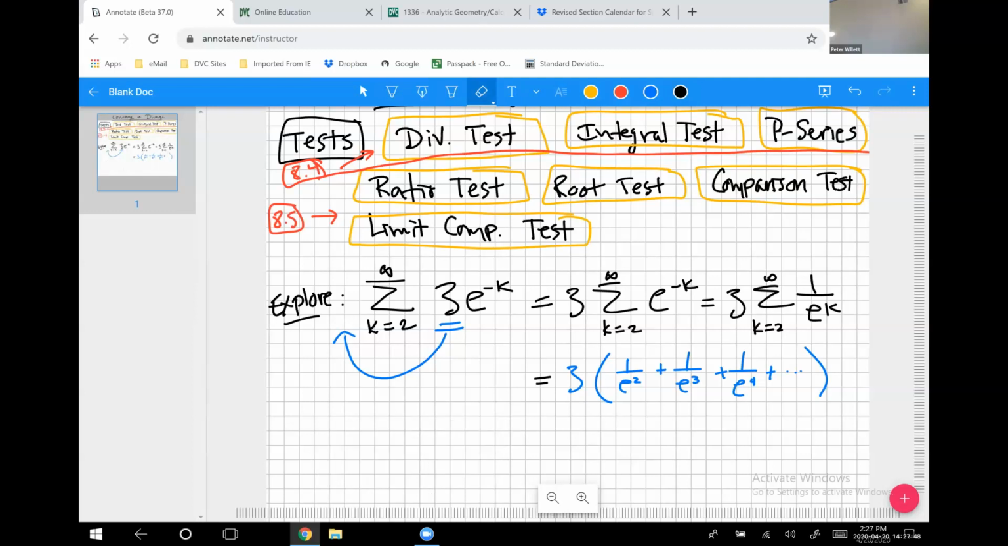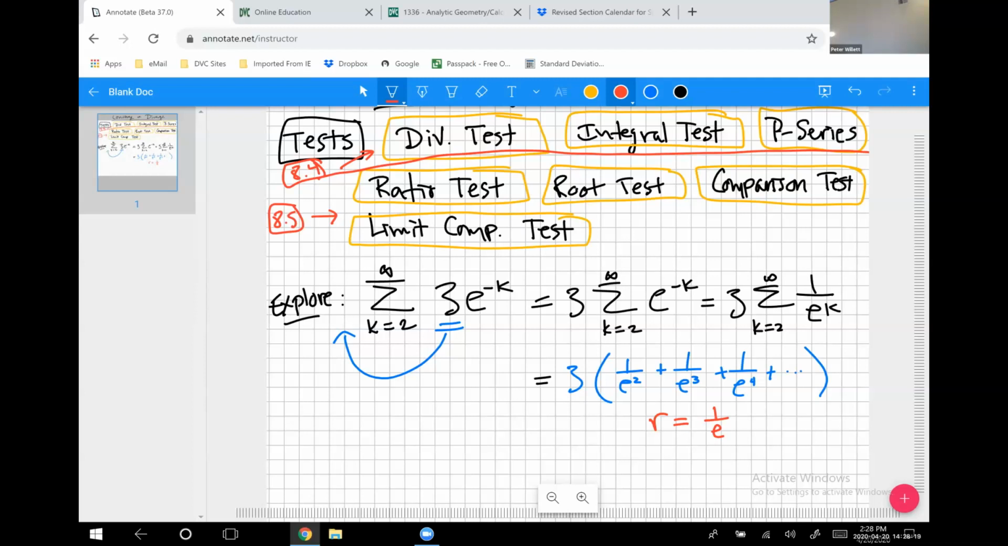All right, so this is an example of a geometric series, because if you look at what's happening, each time you're multiplying by 1 over E. You're multiplying by 1 over E each time, so that you had 1 over E squared, then you multiply by another 1 over E and you get 1 over E cubed, etc. So there's a constant multiple of 1 over E each time. So that makes this a geometric series.